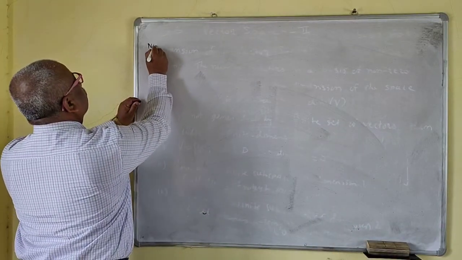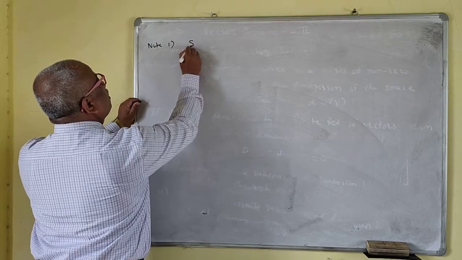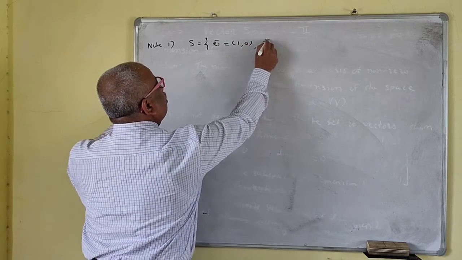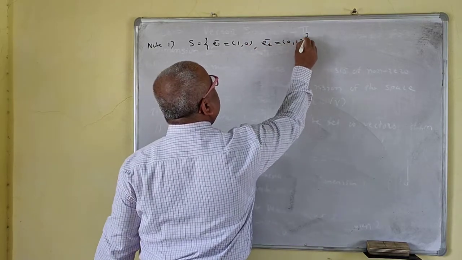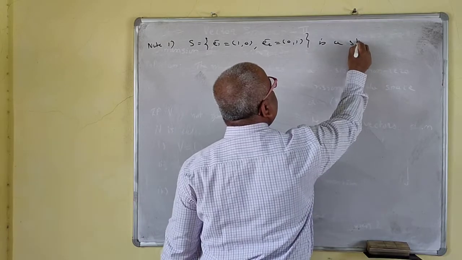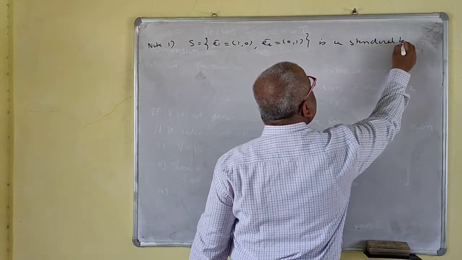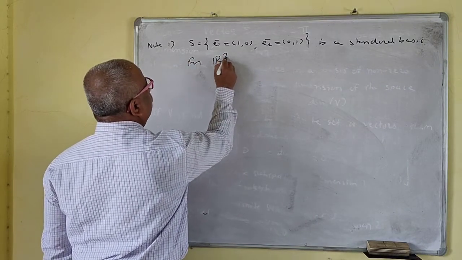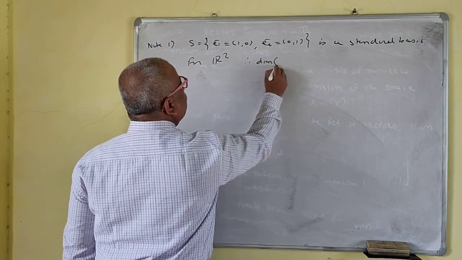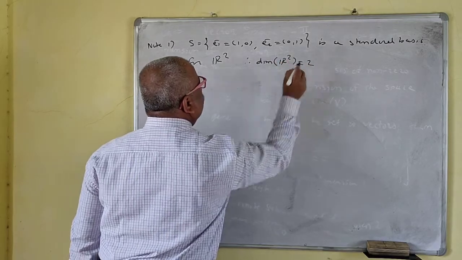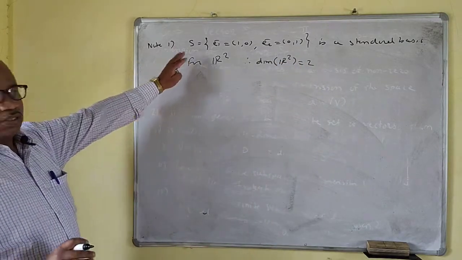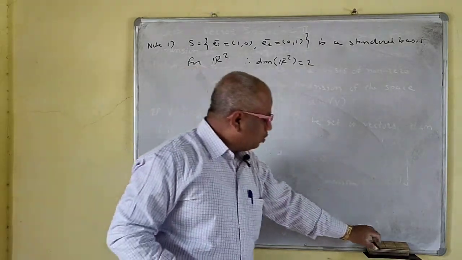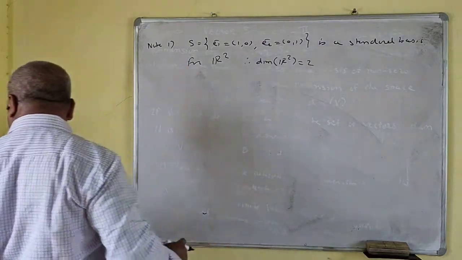Note 1. S is equal to e1 bar equals (1, 0), e2 bar equals (0, 1). It's a standard basis for R2. Therefore the dimension of R2 is equal to 2. This is for a standard basis. The number of elements in the basis of R2 is 2.